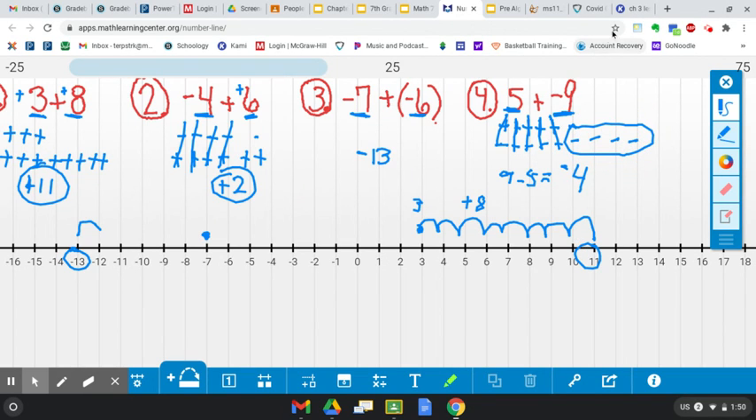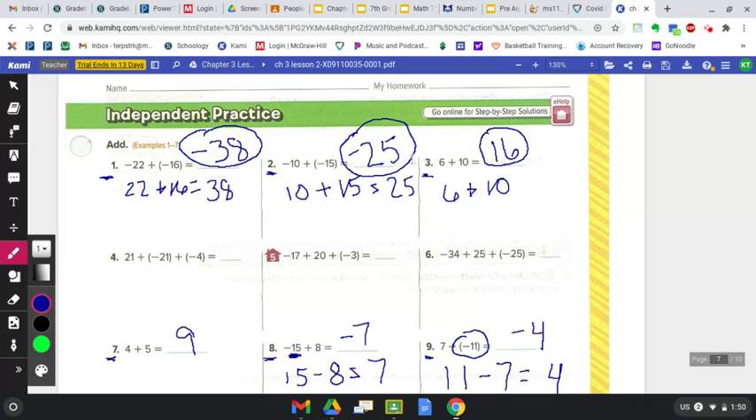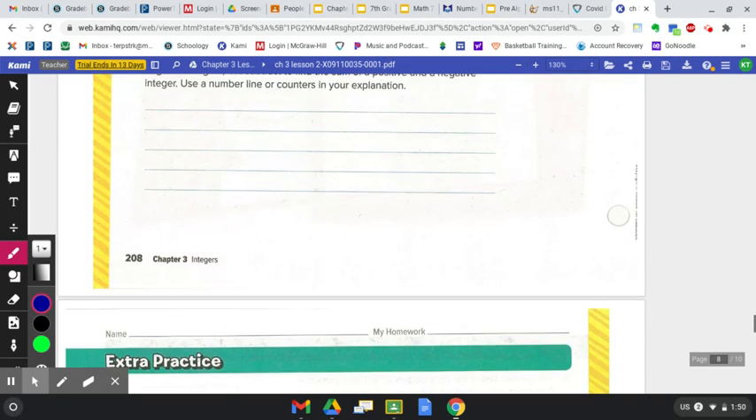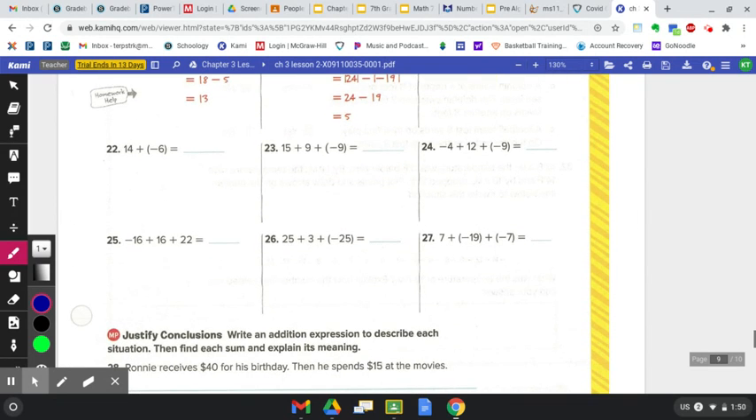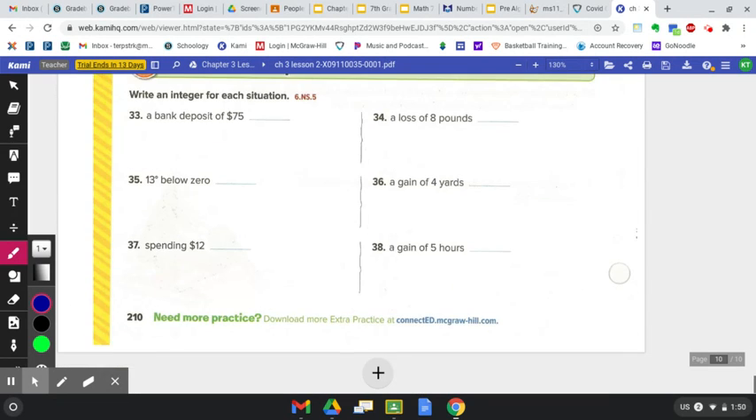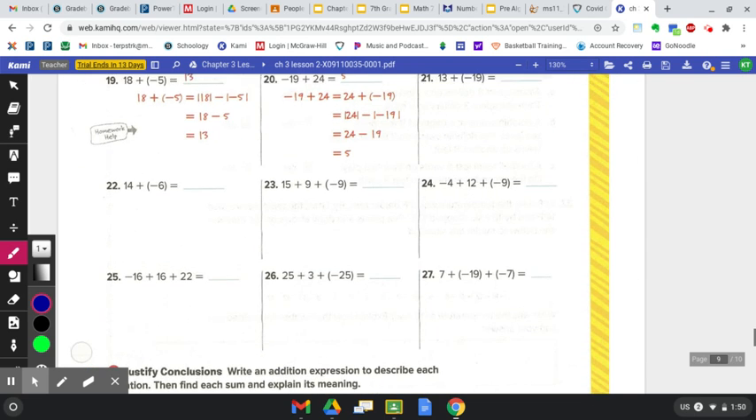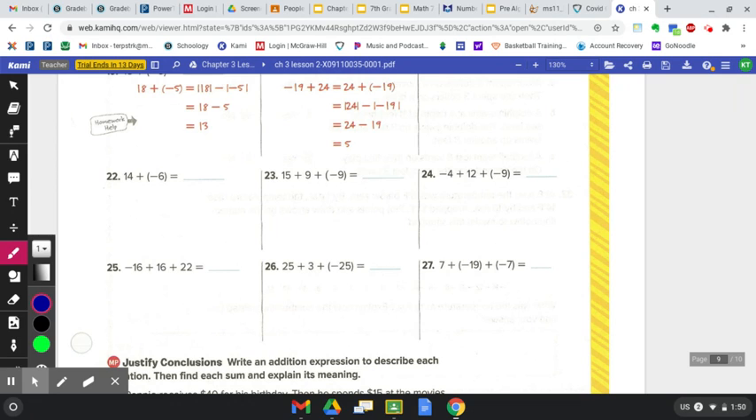All right, let's go on to page 209 in our books. And I want you to take a minute, pause the video here, and work on 22 through 27. Okay, numbers 22 through 27. So pause here and then check back and see how you did.